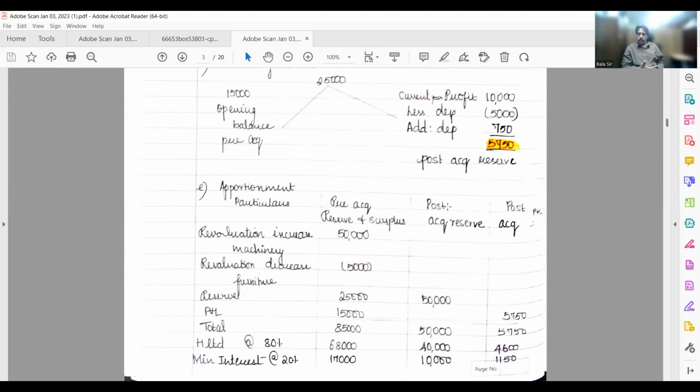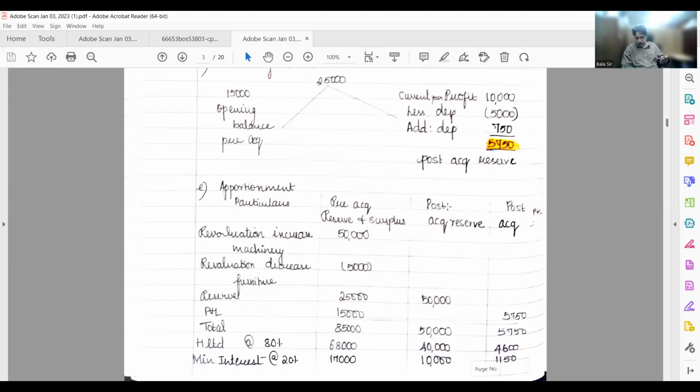Point E. It's a table. Particulars: pre-acquisition reserves and surplus, post-acquisition reserve, post-acquisition P&L. When it comes to pre, it doesn't matter, reserve and surplus can be put in one bucket. When it comes to post-acquisition, put them in the reserve bucket and the P&L bucket. Now, first line. Revaluation increase. Only under pre, how much? 50,000 rupees. Other columns nil.